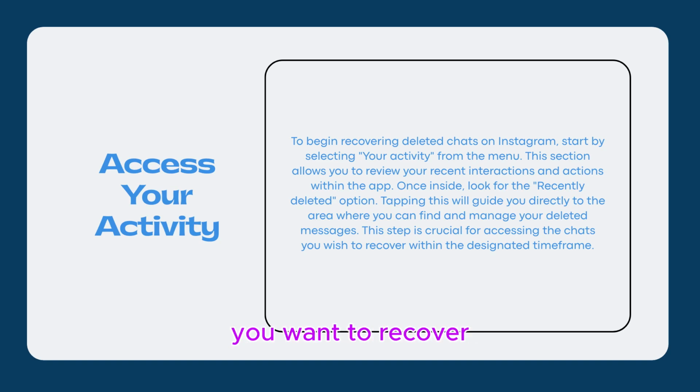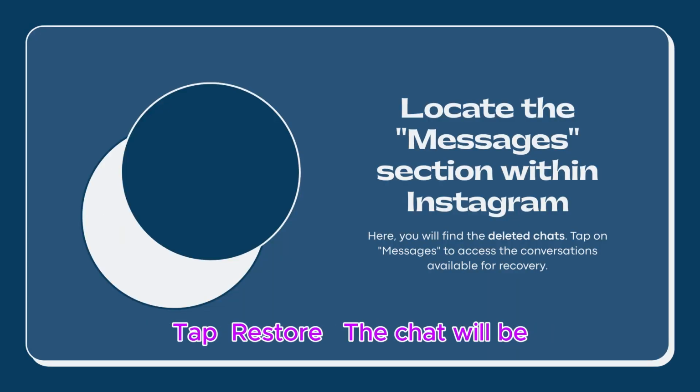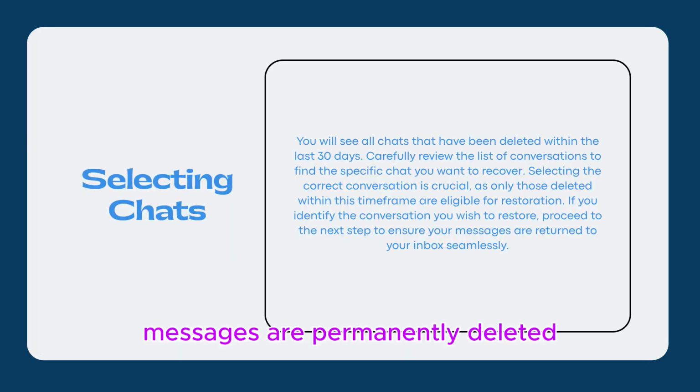Select the conversation you want to recover. Tap the three dots in the top right. Tap Restore. The chat will be returned to your inbox. After 30 days, messages are permanently deleted.